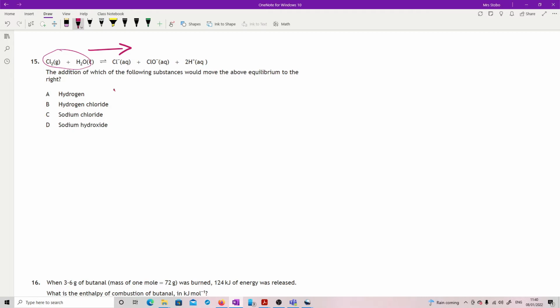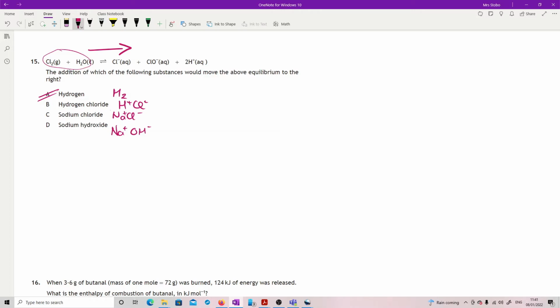So what have we got here? We've got hydrogen. We've got hydrogen chloride, which is H+ Cl-. We've got sodium chloride, which is Na+ Cl-. And we have sodium hydroxide, which is Na+ OH-. Let's get rid of hydrogen. Hydrogen's got nothing to do with anything. There is no hydrogen in that equation, and it's not going to impact on the equation, so it's got nothing to do with it.